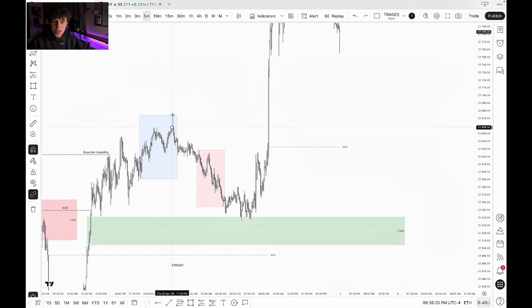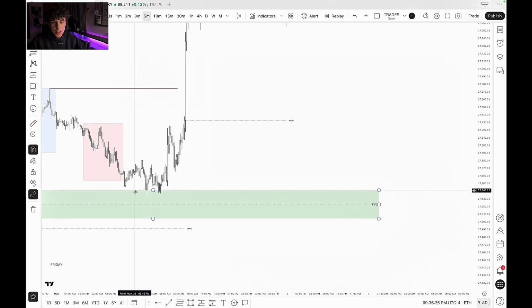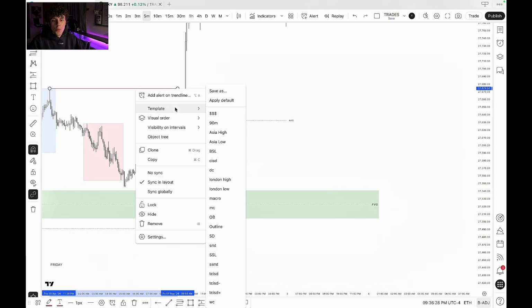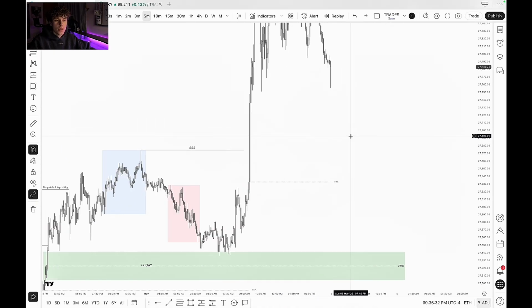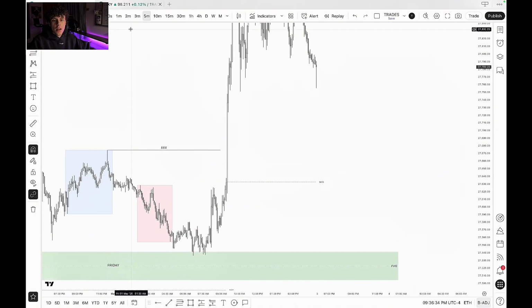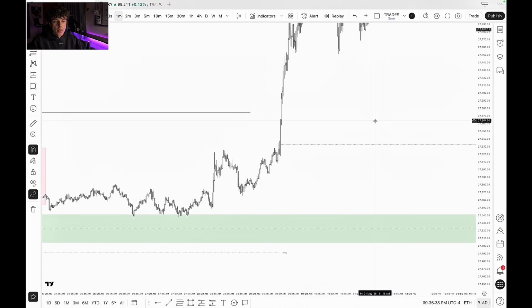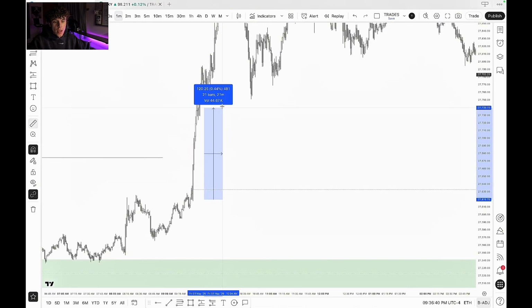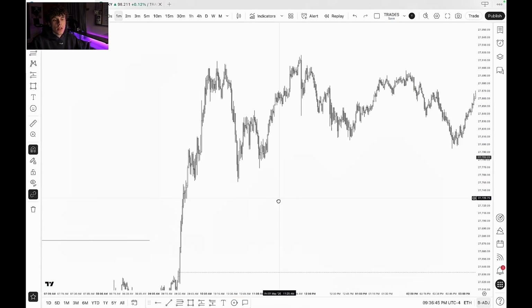We've got engineered buy side. We had tons of SMTs at these lows here. We're expecting the weekly candle to continue its distribution. Everything is aligned. This is one of the days where you can look to enter right at 9:30. And as you can see, we just absolutely pumped.